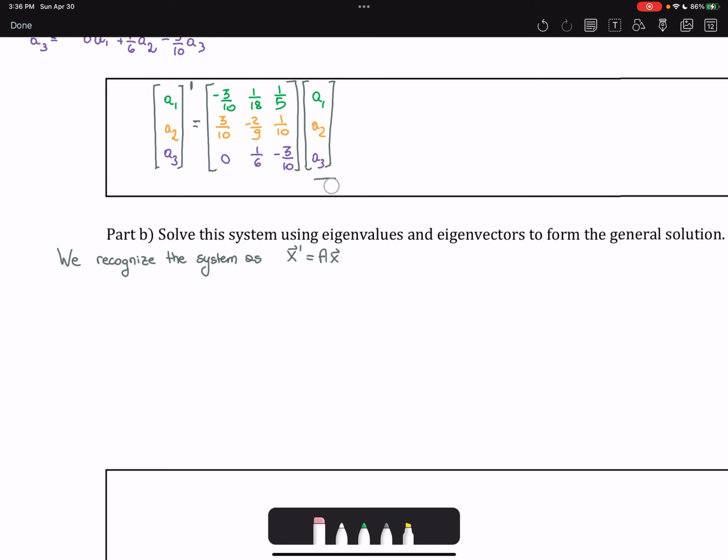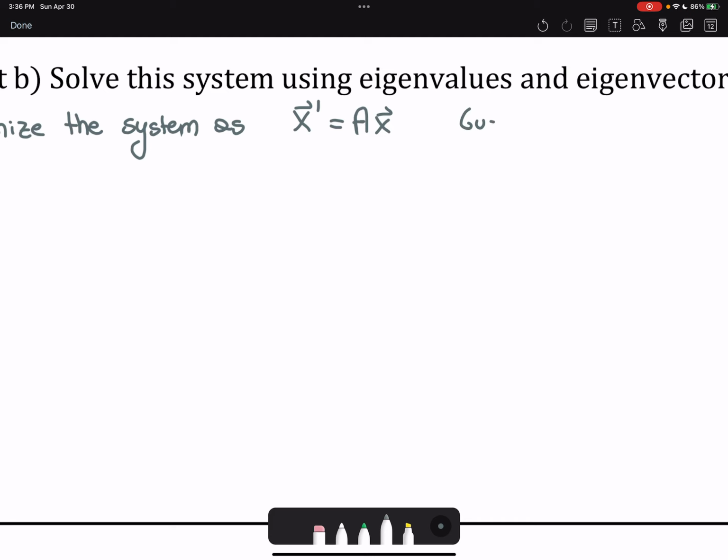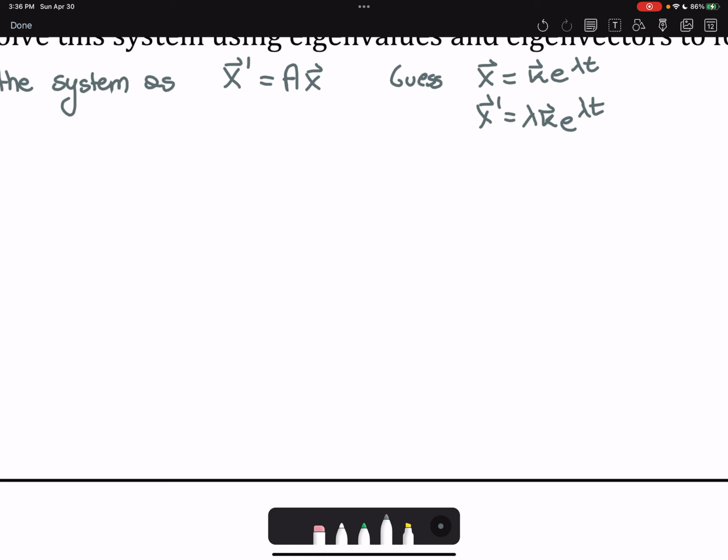Now, why is this important? Well, because if I guess that x is equal to k, a constant vector, times e to the lambda t, what's the derivative going to be? It's going to be lambda k e to the lambda t, because we said that k is a vector of constants, right? Well, then I can plug this stuff back in here and say A k e to the lambda t equals lambda k e to the lambda t.